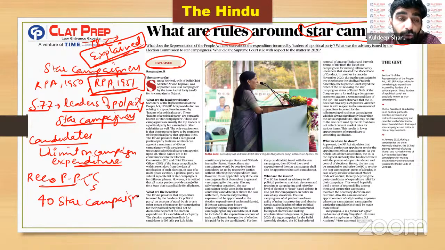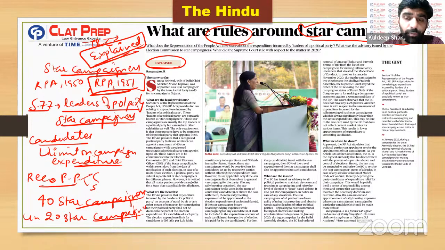They can nominate up to 40 star campaigners, and unrecognized political parties can nominate up to 20 star campaigners. I won't go into too many technicalities, but what is the actual benefit of star campaigners to political parties? For example, Prime Minister Modi is a star campaigner of BJP. He is a leader of that political party and should be a member of that party to become a star campaigner.